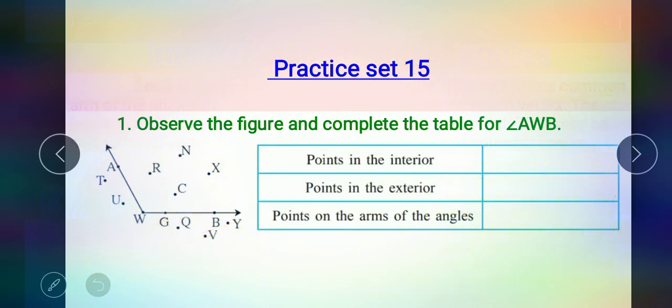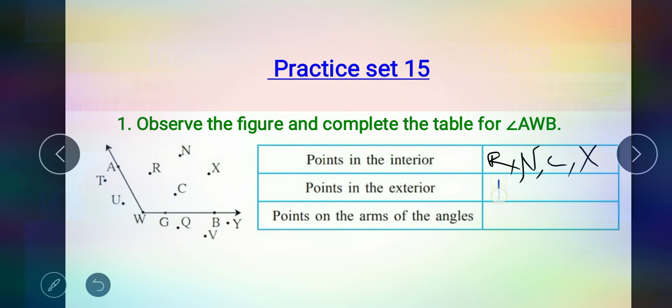Let's move ahead. We have practice set 15 over here. We'll continue with practice set 15. When you see practice set 15, the first question is to write the points in the interior. So here we have point R, point N, point C, and point X. These all points are in the interior of the angle, students.